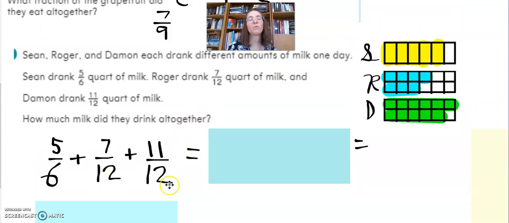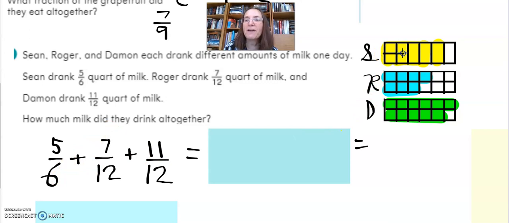Now I can divide 12 by 2 to get down to 6ths, but I can't divide 7 by 2, and I can't divide 11 by 2. So instead I'm going to use my multiplication strategy here and multiply 5/6 by 2 halves. And here's what that would literally look like. I am doing 5 times 2, which would be 10, and 6 times 2 would be 12.